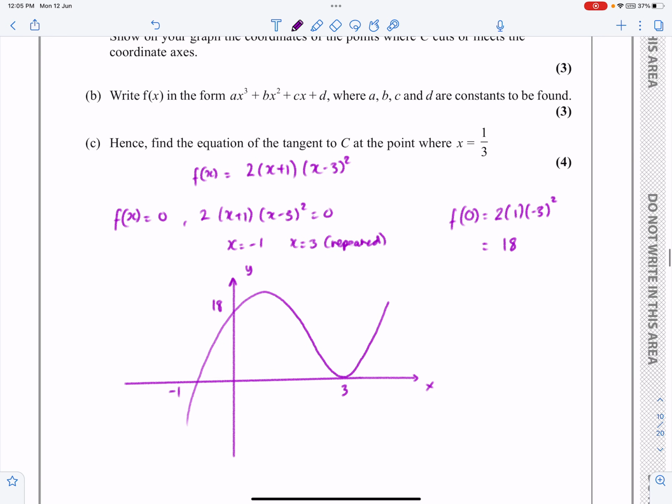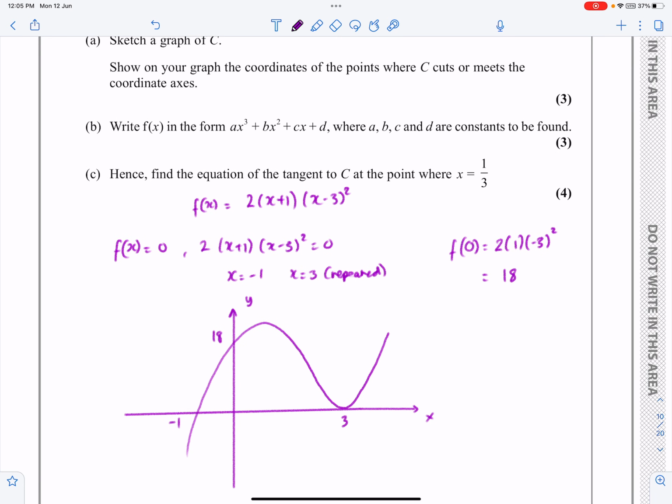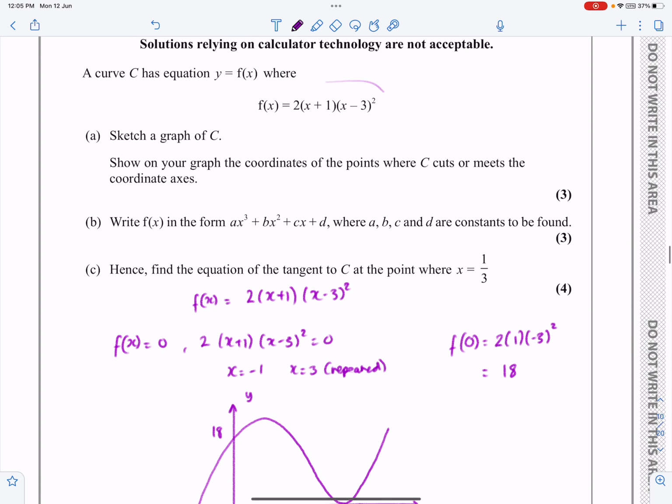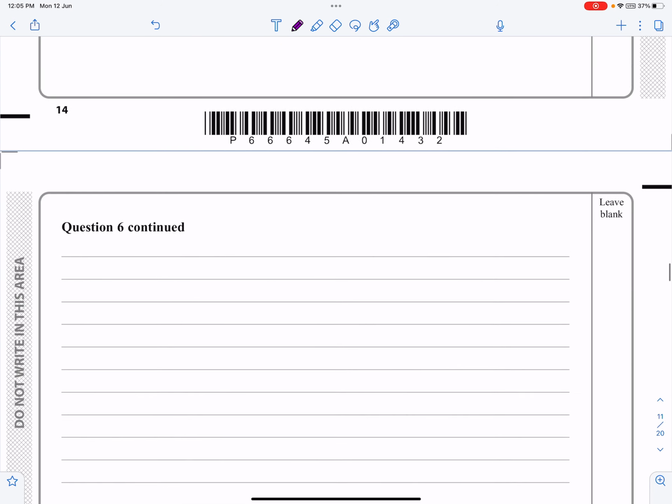Part B says write f(x) in the form ax cubed plus bx squared, and so on. What that means is multiply all of this out. So we'll have a go at doing that next. Let's do that down here on a line paper. So we've got that f(x) was equal to 2(x + 1)(x - 3) squared. Just take your time to do it. You can multiply this bit out first if you want, and then multiply it by x minus 3. The most sensible thing to do, I would say, is to multiply that out first of all.